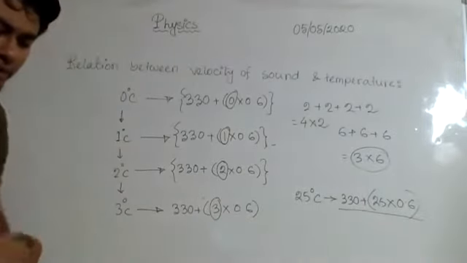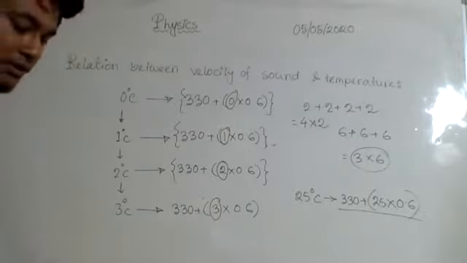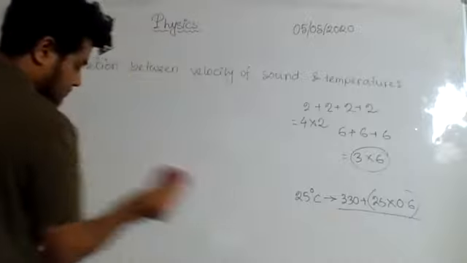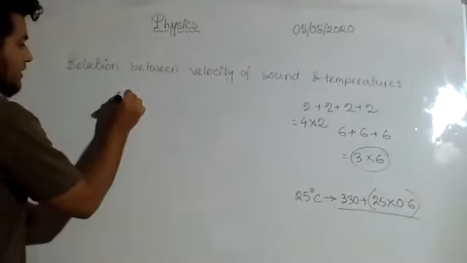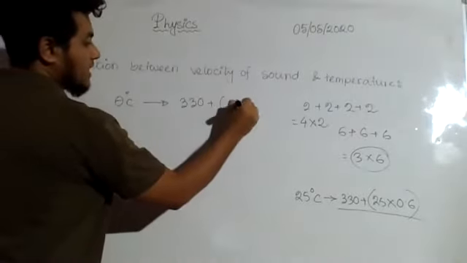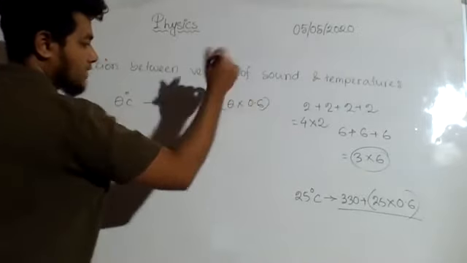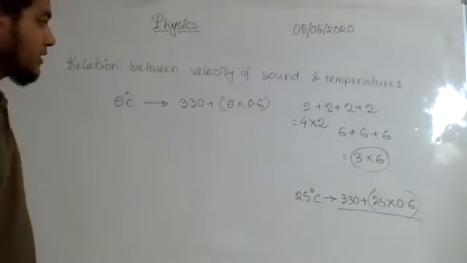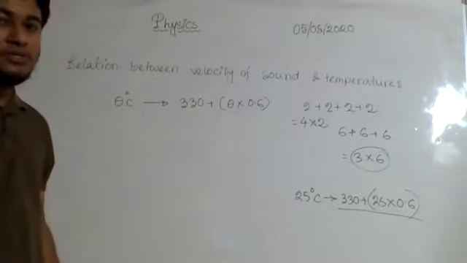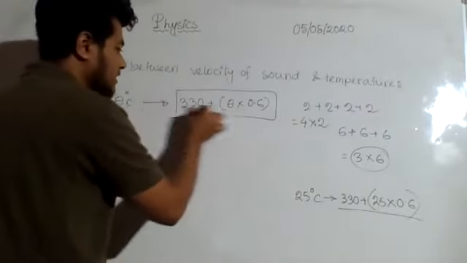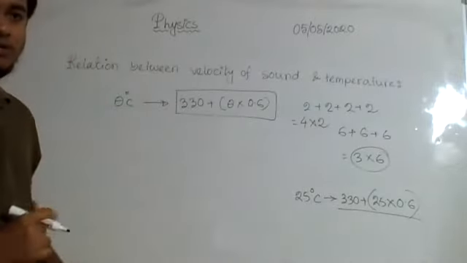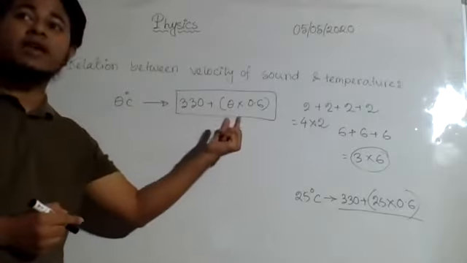So let us try to develop a general formula which we can use everywhere. Can I write the general formula like this? At theta degrees Celsius, the velocity of sound will be 330 plus theta into 0.6. Can I write it in this way? Definitely I can, right? Because the temperature is theta, so theta will be multiplied with 0.6. So this is a general formula. Using this, you can find the velocity of sound at any given temperature. You just need to replace the value of theta.